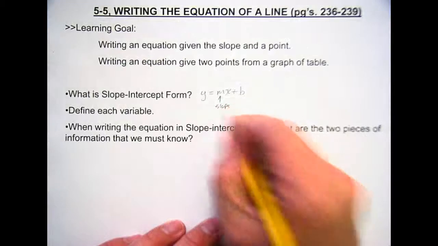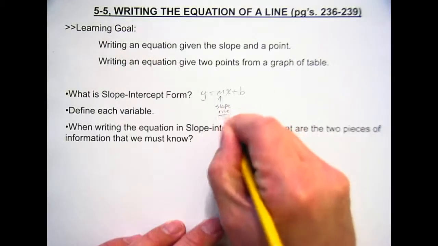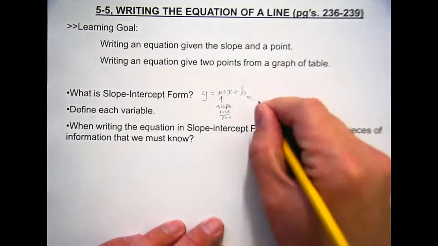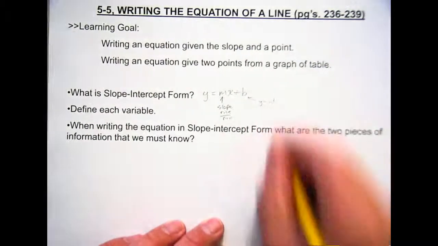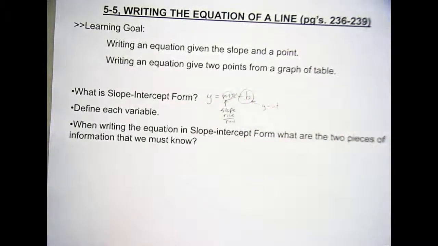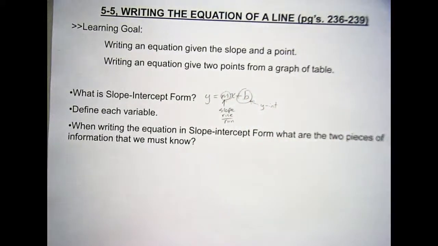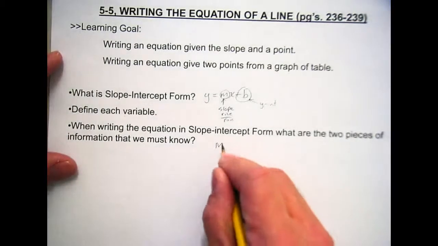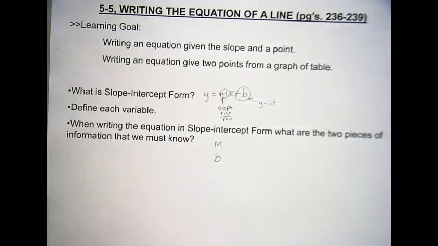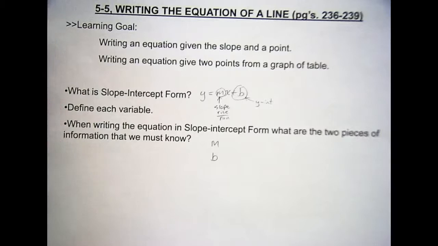Okay, another way to think of slope is rise over run. All right, what's b? Y-intercept. All right. So in order to write an equation of a line, you need to know the slope and the y-intercept. So when writing an equation in slope-intercept form, the two things you must know are m and b. If you don't know m and b, then you can't write the equation in slope-intercept form. So we need to know those two things. Any questions there?